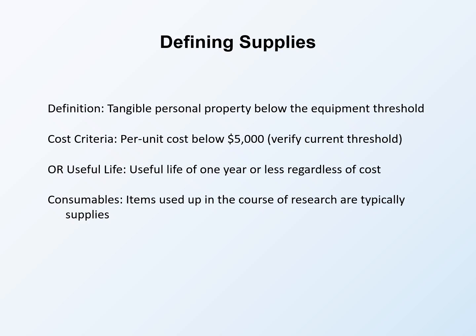Consumable reagents that cost $6,000 but will be used within 6 months are supplies because they fail the useful life criterion. The cost alone does not determine classification. Both criteria must be evaluated. Consumables, items used up in the course of research, are typically supplies. Lab reagents, office materials, and other items that get consumed through use generally fall into the supplies category. Their nature as consumables inherently suggests useful life shorter than 1 year.